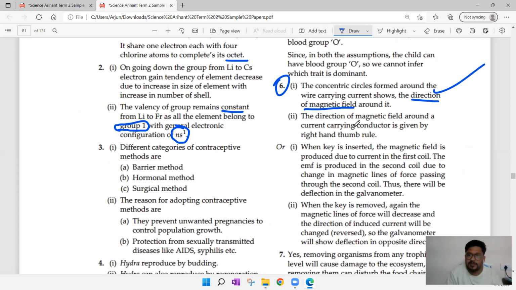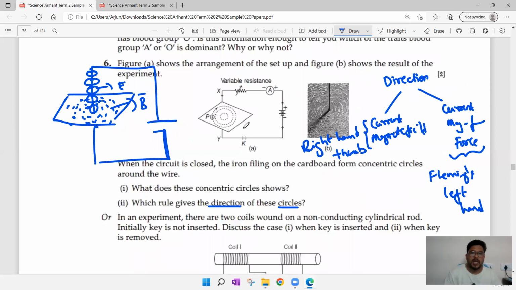Next, the direction of magnetic field around a current carrying conductor is given by the right hand thumb rule. Here also 3 lines are there. Try to underline this. If you write this one, you will get 1 mark. If you write right hand thumb rule, you will get 1 mark. Total 2 marks will be assigned. Like that, we need to answer.